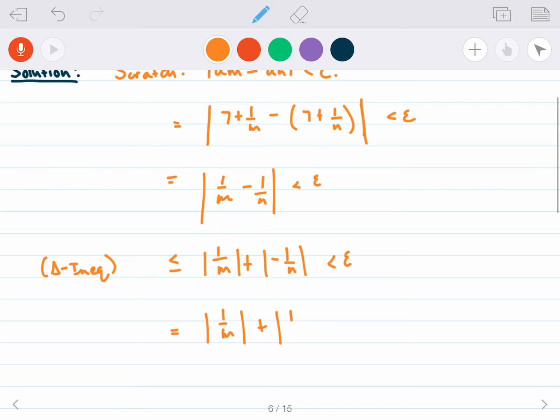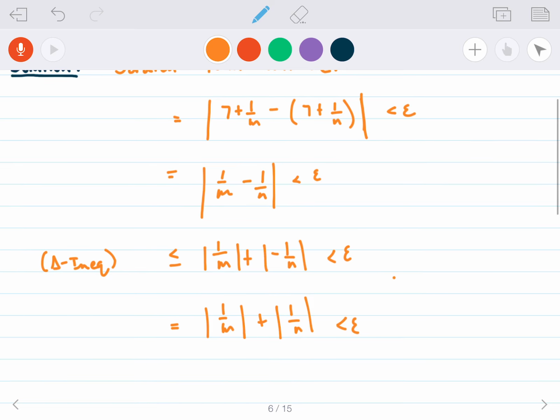And since n and m are just indexing the sequence, they're positive. And so I can get rid of the absolute value bars, is the point. Okay, so we get 1 over m plus 1 over n is less than epsilon. And so the idea here is I'm trying to make it less than epsilon.